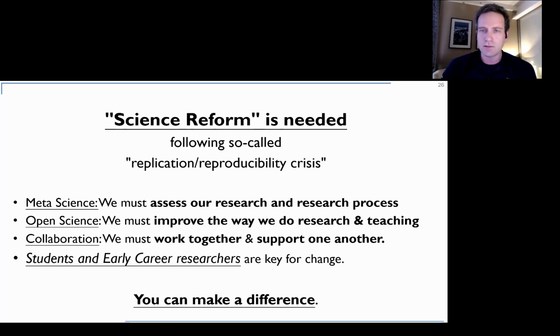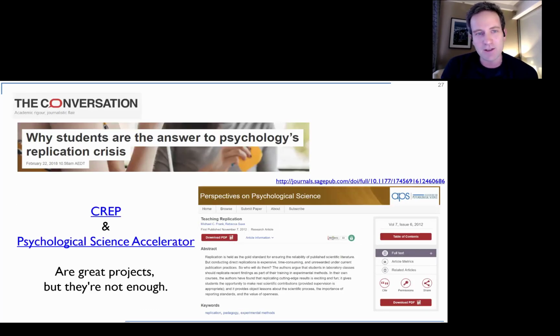I also believe in a slightly different system that I learned at Maastricht University, problem-based learning education. Plus, I got a lot of inspiration from projects like the Psychological Science Accelerator and CREP, terrific projects that are trying to involve students and early career researchers, as well as some key articles that came out about teaching replications. And something I strongly believe in, this headline in 2018: students and early career researchers are the key to addressing the replication crisis in science.